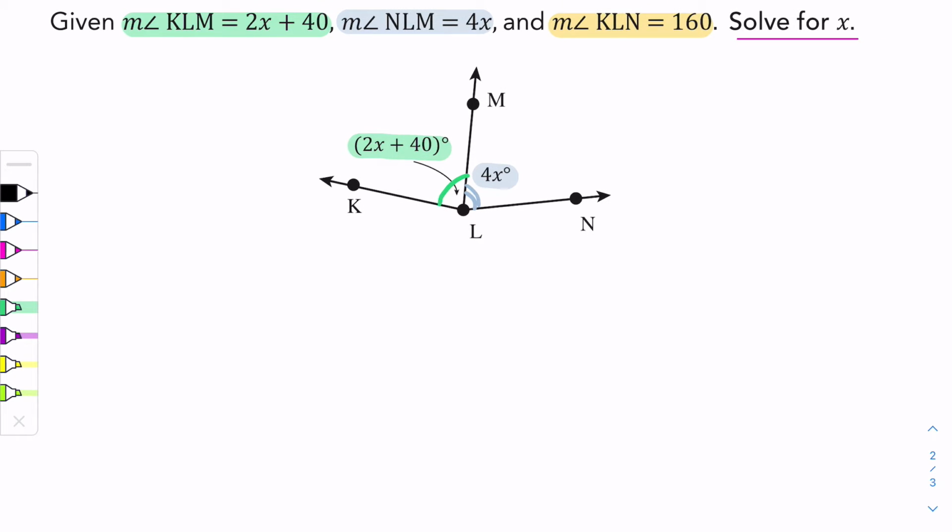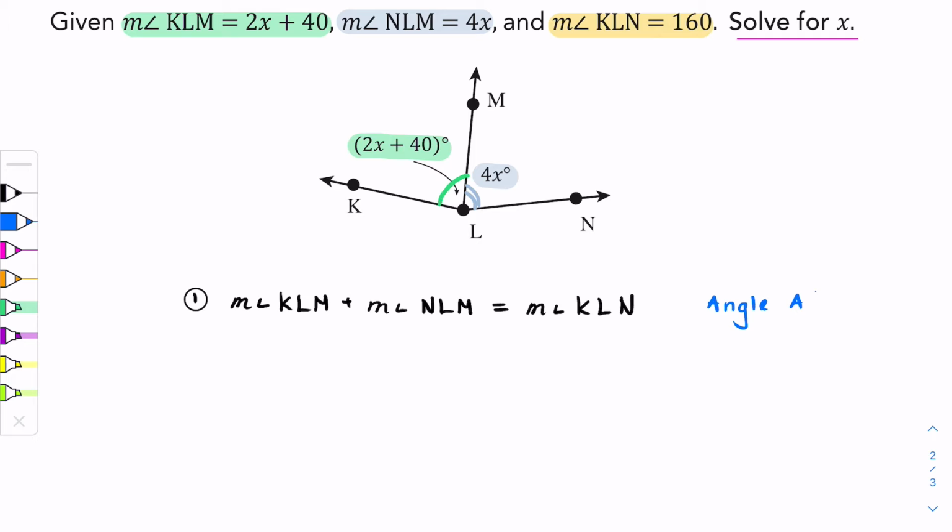So the first step that we're going to do is we're going to write out our angle addition postulate using the correct angle measures. So I'm going to say that the measure of angle KLM, that's this angle, plus the measure of angle NLM, that's this angle, is equal to this total angle measure, which is the measure of angle KLN. And for justification purposes, I'm going to say that this is the angle addition postulate.